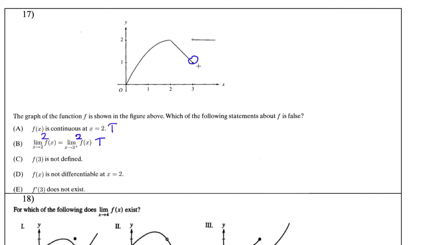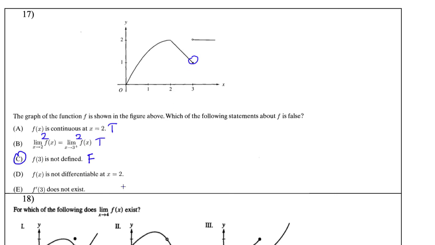Number 3, f of 3 is not defined. F of 3, there it is. F of 3 is 1, so it is defined. So that is false. Oh, sorry, it is not defined, which is true. Wait. It is defined, so this one is false. There's like a bunch of double negatives. F of 3 is defined, so that one is false. F of 3 is right there. It's 1. So the correct answer is C.